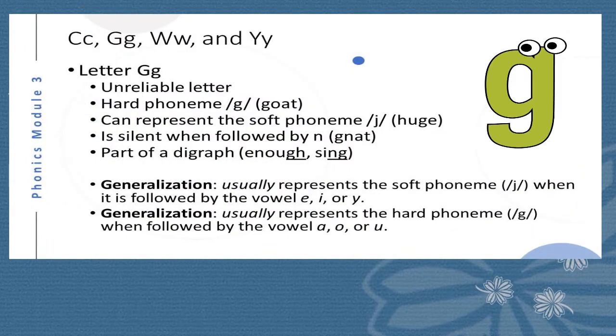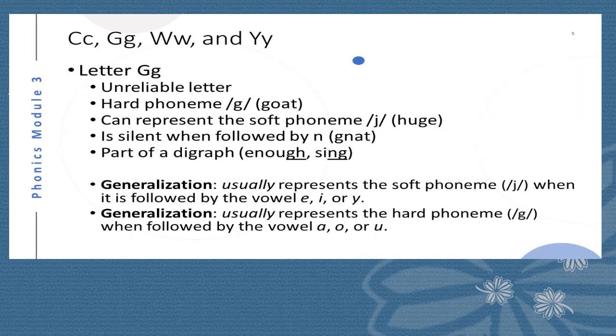The letter G is an unreliable letter. Its hard phoneme is G, as in goat. It can represent the soft phoneme J, as in huge. It is silent when followed by the letter N. It takes on different phonemes when part of a digraph.